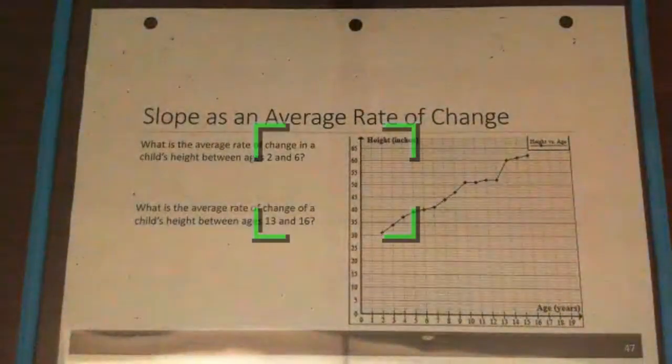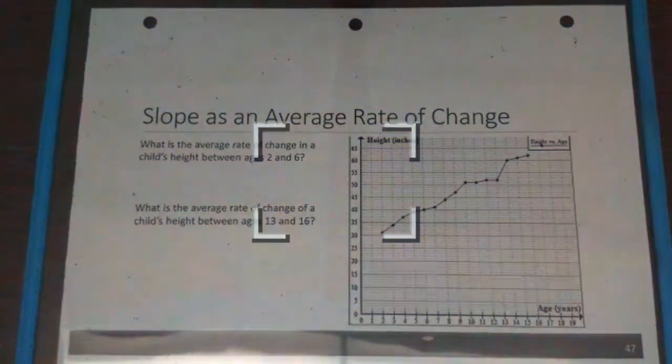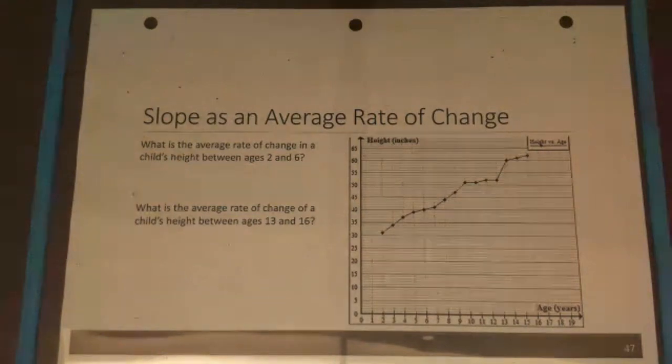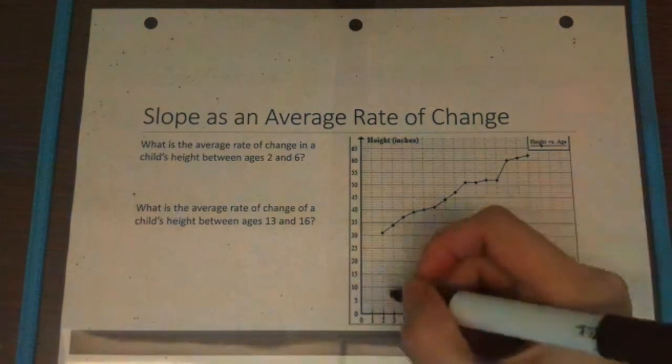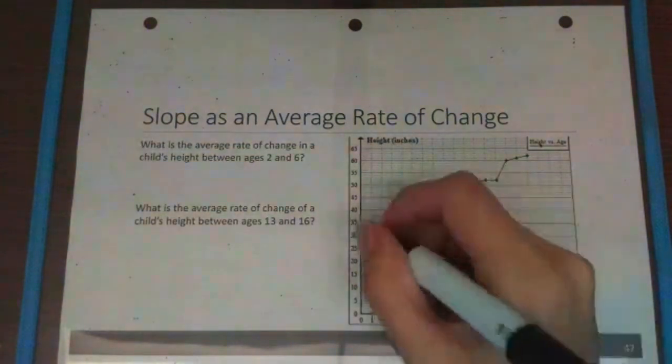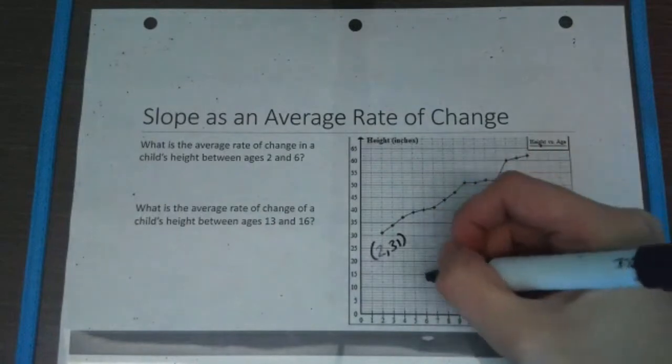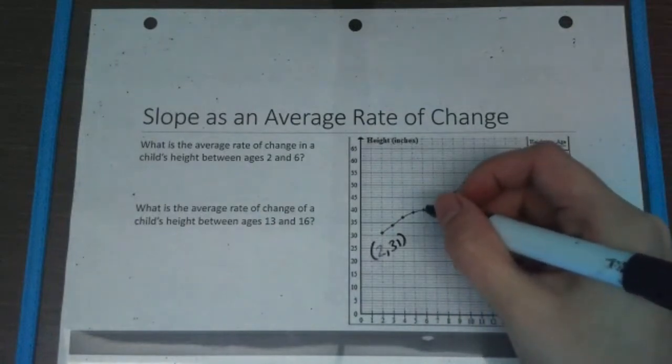So when we were first talking about slope, when we introduced the idea, we said that slope is an average rate of change. Well, in this case, we can tell that all the data doesn't fit a completely straight line, but we can still use slope to represent the average rate of change. So in this case, we want to find what is the average rate of change in a child's height between ages 2 and 6. So first we find at age 2, the height is 31. And at age 6, the height appears to be 40.